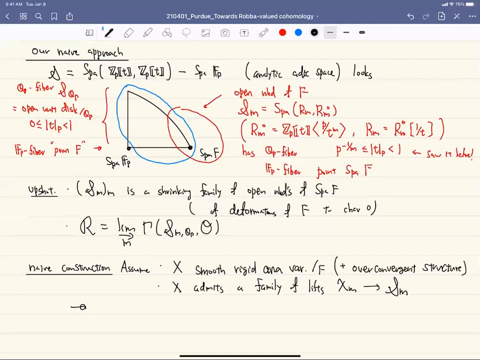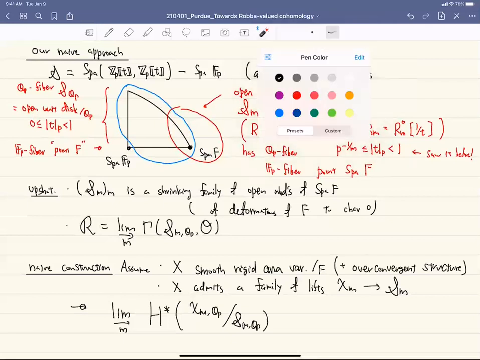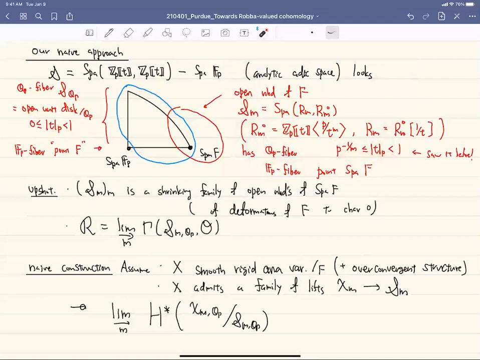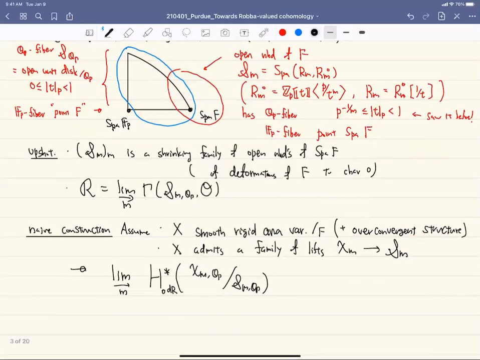Then you can consider the following output. Let's look at the generic fiber of this lift and then the generic fiber of the base. Then this is a family of rigid analytic varieties over these annuli. And if you have a map between them, you can talk about relative de Rham cohomology. In rigid geometry, usual de Rham cohomology doesn't behave very well and doesn't satisfy finiteness. So what we want to do is use the so-called overconvergent structure and consider the so-called overconvergent de Rham cohomology, which is much smaller than usual de Rham cohomology. I should say relative overconvergent de Rham cohomology.